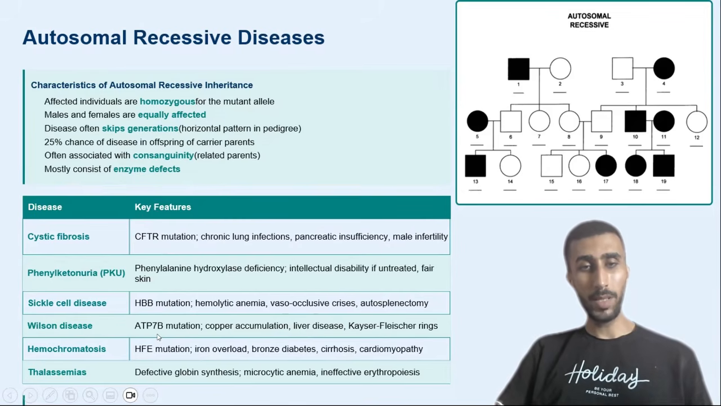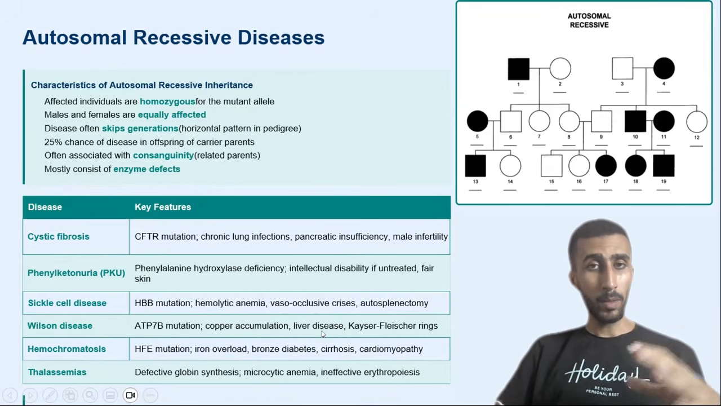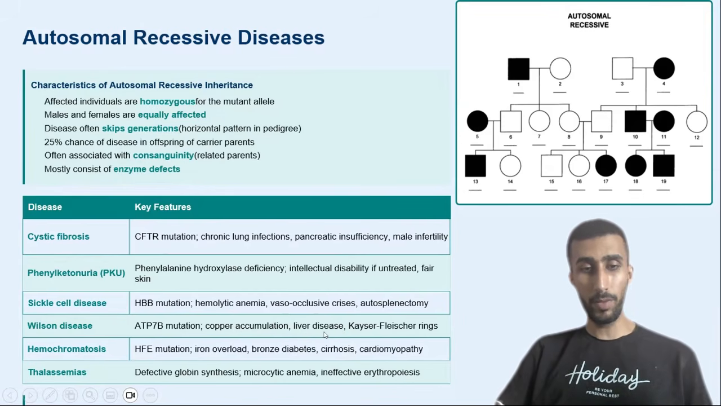Wilson disease, ATP7B mutation, very high yield to know that this relates to copper accumulation. So the copper is not going to be excreted into the bile efficiently, and it's going to accumulate, and you have to know where it is going to hit. Very high yield to know, as long as it accumulates, where it is heading, which different body parts. First is the liver.